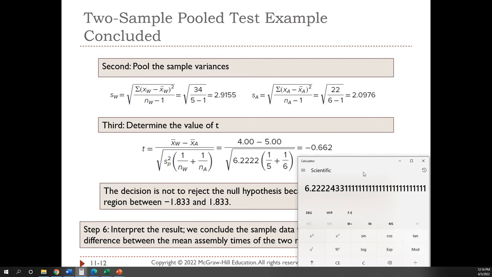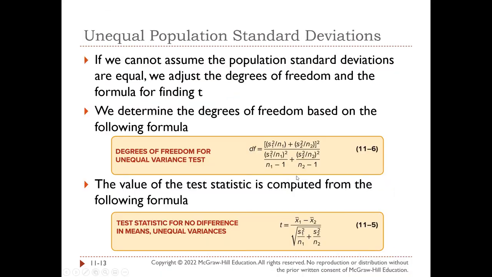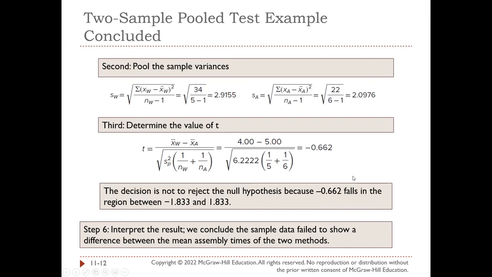For some reason, in the PowerPoint, they skipped that part, which is annoying in a way to show y'all how they get to determine the value of t. We don't add the pool. So that's how they got to the pool. They did some rounding. But, alright. So, now we got 4 minus 5 divided by the square root of that 6.22 that I just showed you. Multiplied by 1 divided by 5 plus 1 divided by 6. And there we go. So we get negative 0.662.